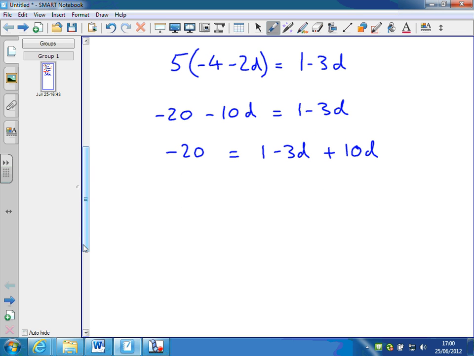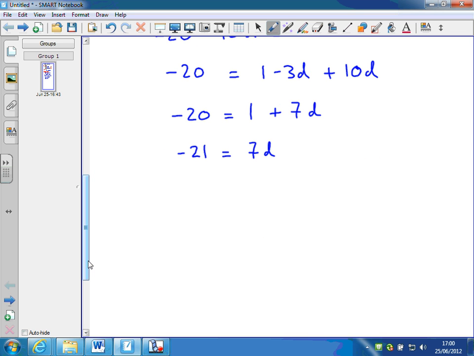Now collecting like terms, I can see that minus 3D plus 10D is 7D. So minus 20 equals 1 plus 7D. Now, subtracting 1 from both sides, I get minus 21 equals 7D. Dividing both sides by 7 and writing the D on the left-hand side, I get D equals minus 21 over 7. So D equals minus 3.